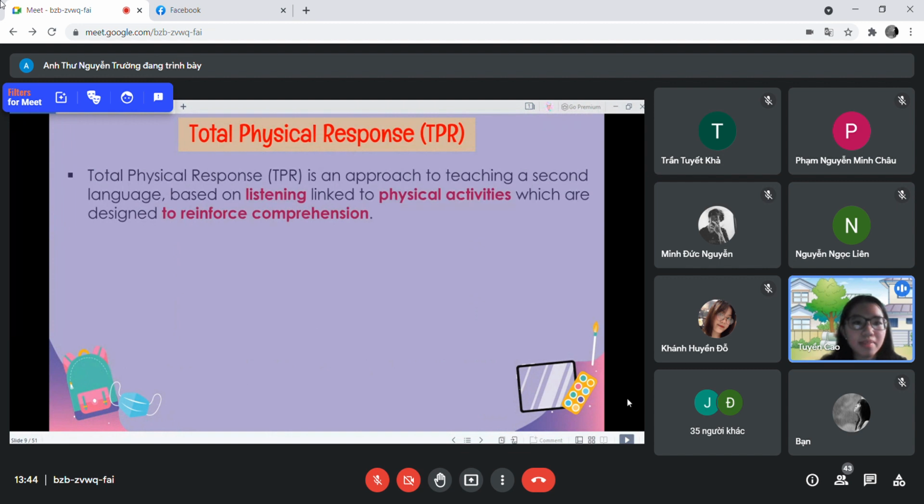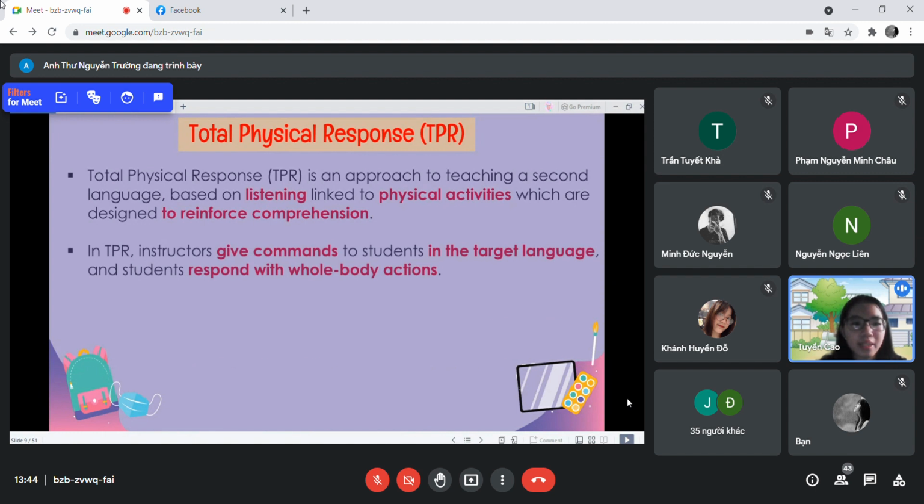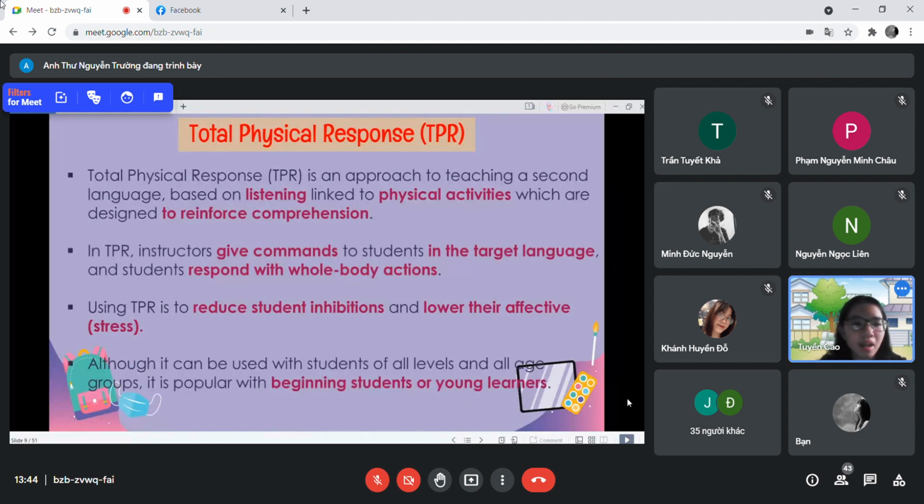So to put it simply, Total Physical Response is an approach to teaching a second language based on listening linked to physical activity, which is designed to reinforce comprehension. In TPR, instructors, that means teachers, give commands to students in the target language, and the students respond with whole-body actions. TPR is used to reduce student inhibitions and lower their affective filter, like stress. Although it can be used with students of all languages and all age groups, it is really popular with beginning students and young learners.